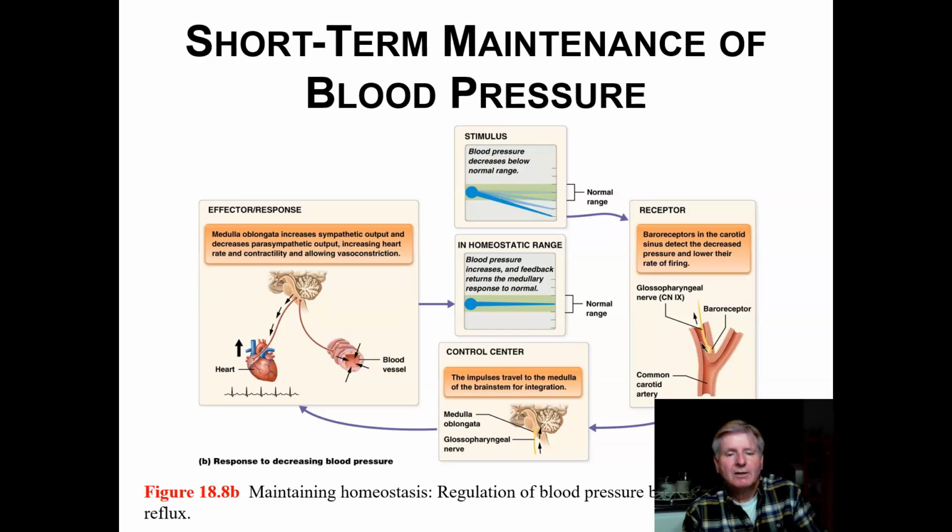And that's how you can keep this blood pressure returned back to its normal level, increase it back to its normal level, and your feedback return to the medulla is then returned back to normal.